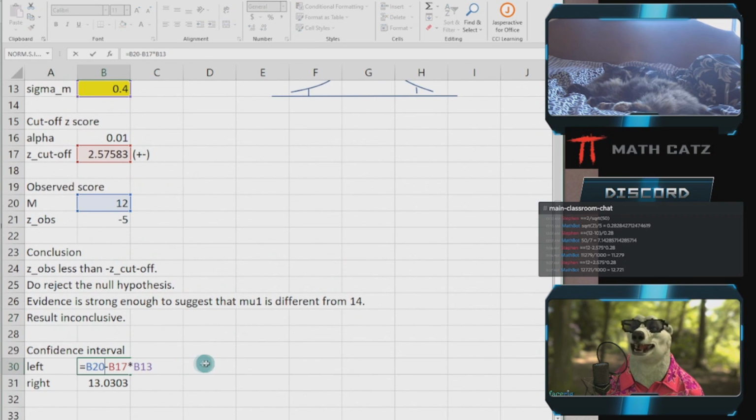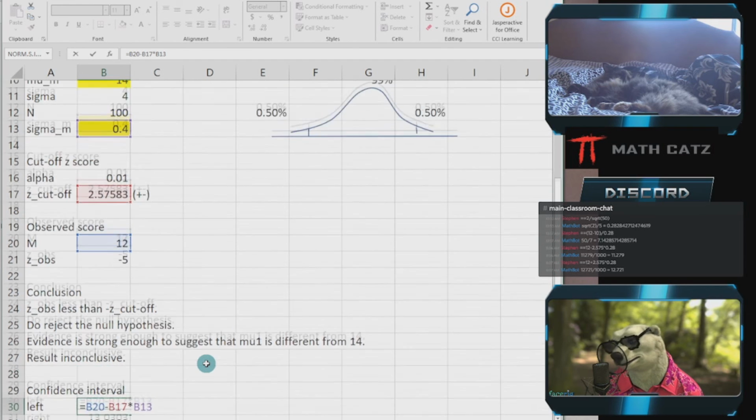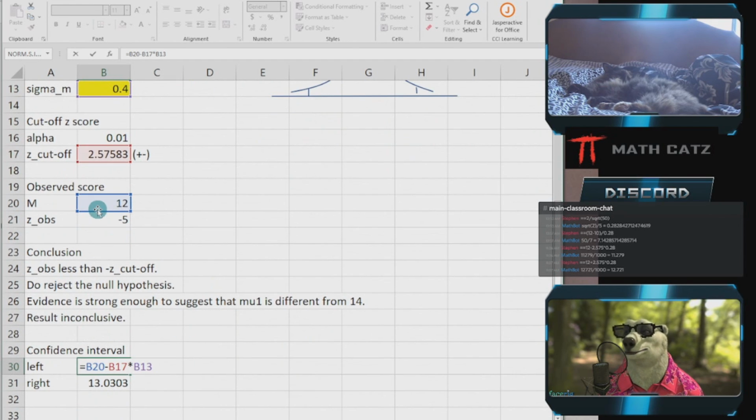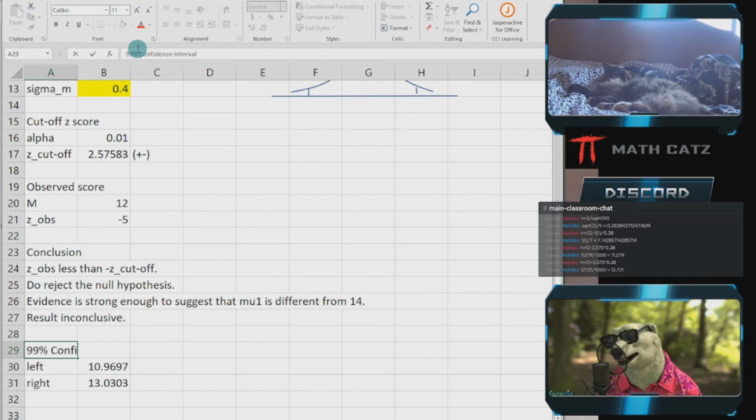Confidence interval, let me check. It updates automatically. That's the beauty of it. I'm building it around 12 with this updated sigma. Same z-scores because my alpha was the same for my confidence interval. Let's write that maybe here. 99% confidence interval.